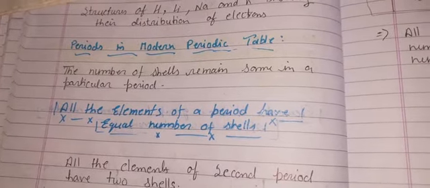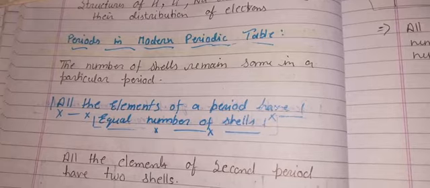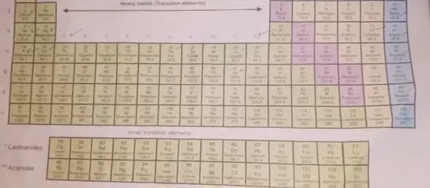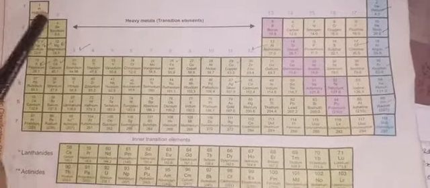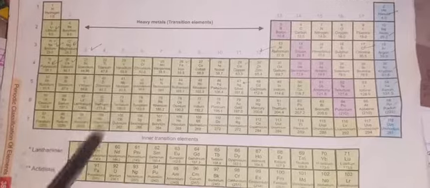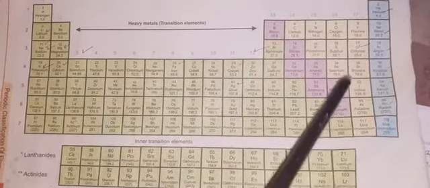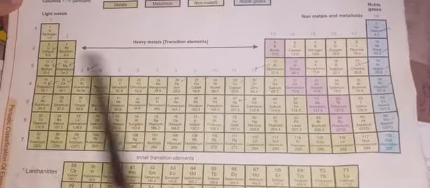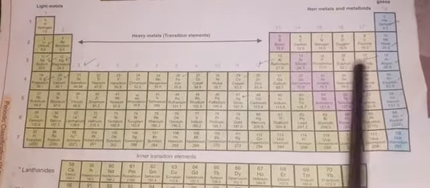In the last video we were discussing groups. Now we are going to discuss the periods in the modern periodic table. Children, first of all, you will see here this is our modern periodic table. As I told you, these are groups. There are a total of 18 groups. And these are rows, so these are periods.